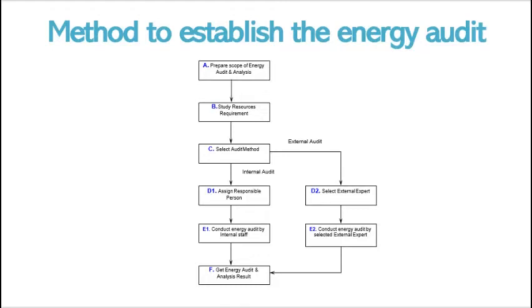For the internal audit, first we need to assign responsible person, while for the external audit, we need to select external expert. Next, we need to conduct energy audit by internal staff. That is for internal audit, and we need to conduct energy audit by selected external expert. That is for external audit. And for the last point in this flow is to get energy audit and analysis result.